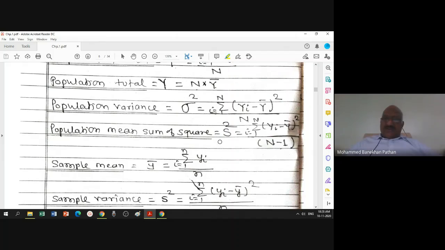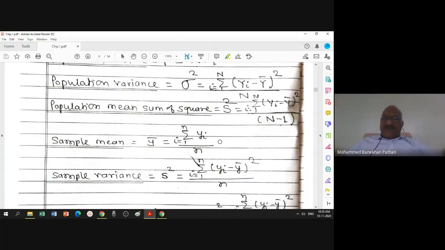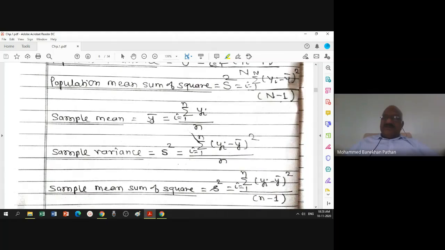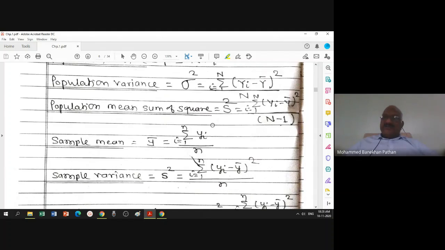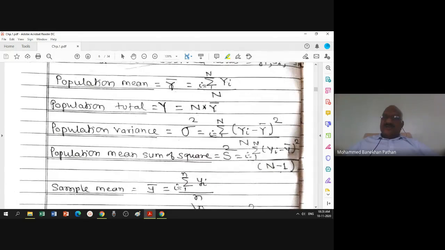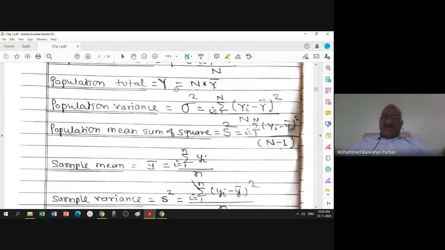Now we have similar sample quantities. Sample mean, small y bar, is summation yi upon small n. Exactly parallel to this, just put small letters. So it is very important in this paper to write capital Y and small y. If you are writing population quantities, you should write capital, and if you are writing a sample quantity, you should write small.